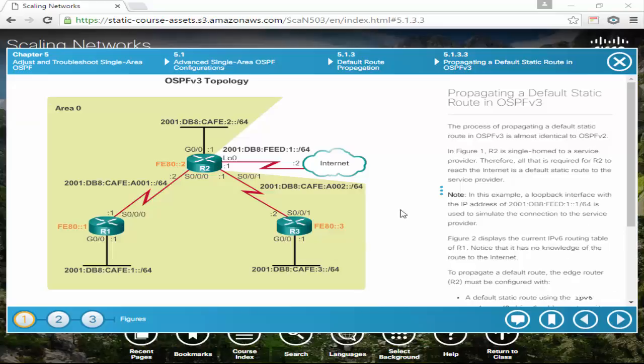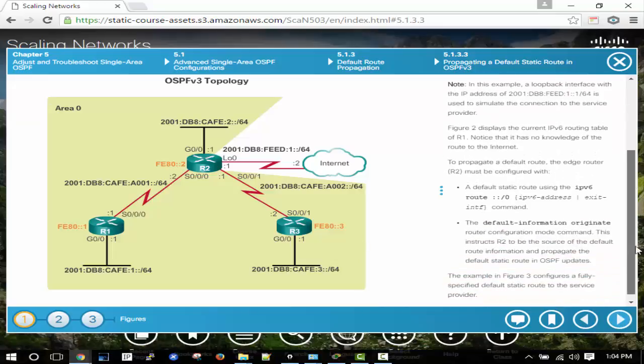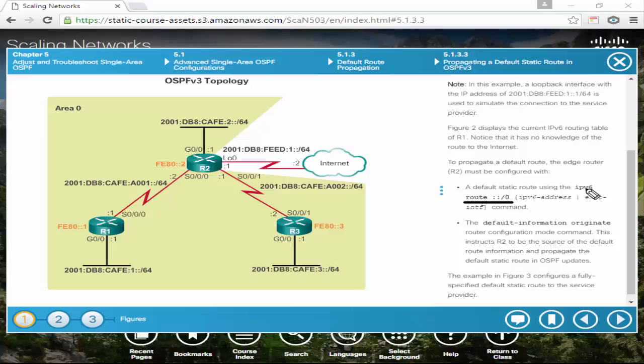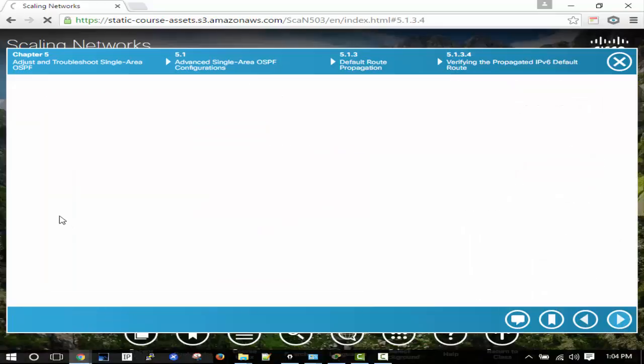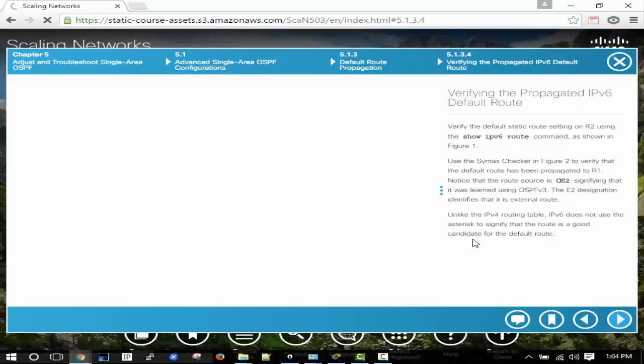Okay, so how do we set up a default route through IP version 6? A static default route, which in IP version 6 is just ipv6 route ::/0, which is all zeros in IP version 6, and then the IP version 6 address and the exit interface are both given. Then default-information originate again, inside of the same place, and that's going to save a default route.